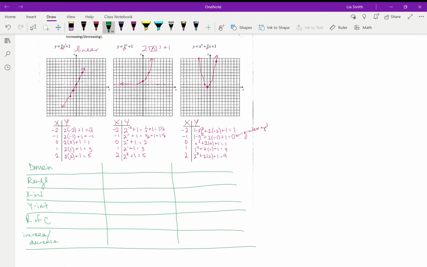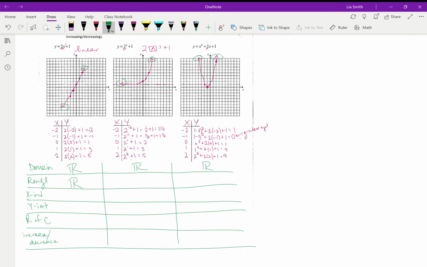Okay, and let's talk domain. All of these have a domain of all real numbers. Because of these arrows here, there's nowhere that it can't go. So all real numbers, all real numbers, all real numbers. Awesome. But the range, on the other hand, are very different. For a linear function, your range is also going to keep going to all real numbers. There's nowhere it can't go.